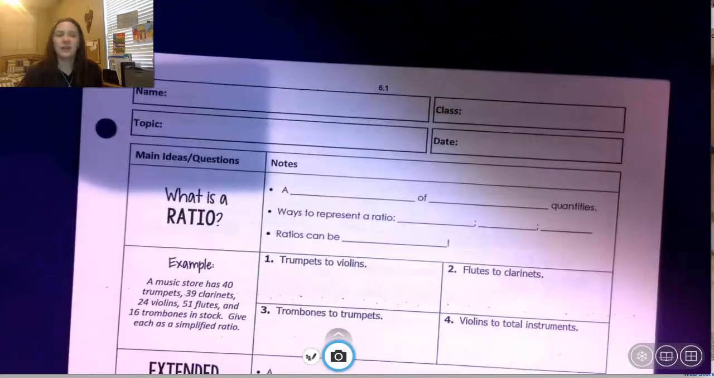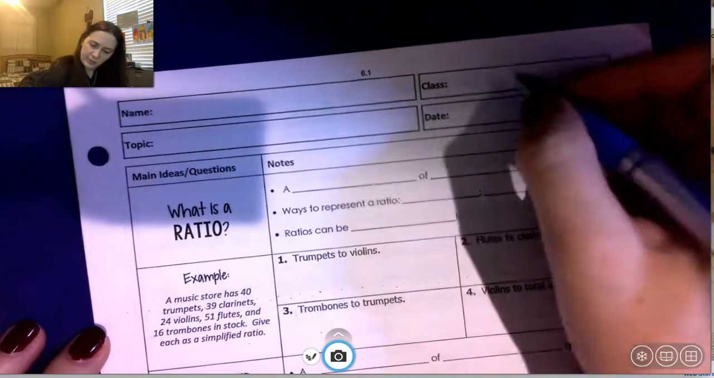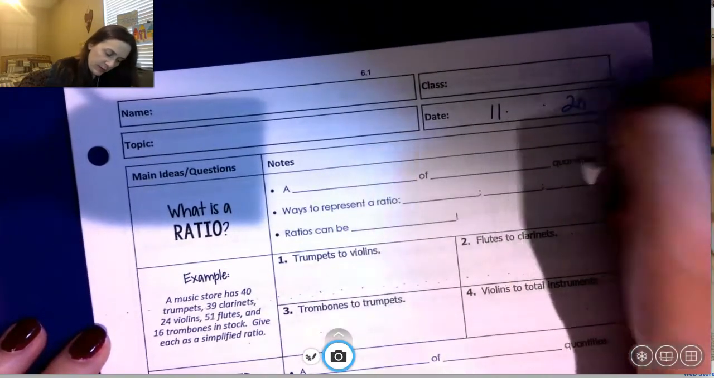Hello, welcome. We are doing section 6.1 today, which should be page 198 in your note guide. Make sure I always put the date. It's still November, someday, 2020 for me.